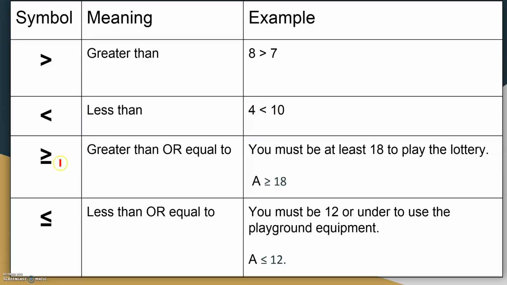Then we have the greater than or equals to symbol. So for example, you must be at least 18 to play the lottery. So that means you could be older than 18 or you could be equal to 18.